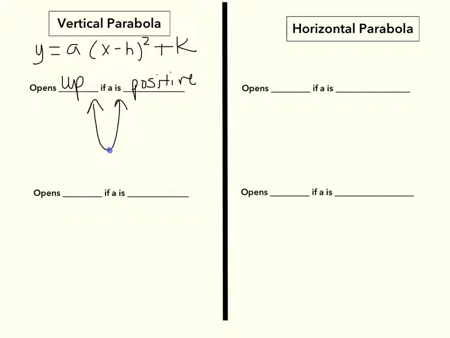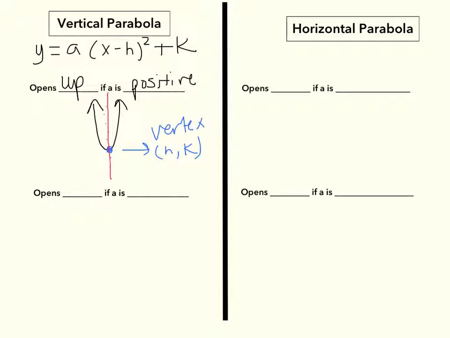This would be my vertex, which again is your h and k. And my axis of symmetry would cut it right in half, and it'd be a vertical. That's not very straight, but it would be a vertical line that cuts the parabola right in half.